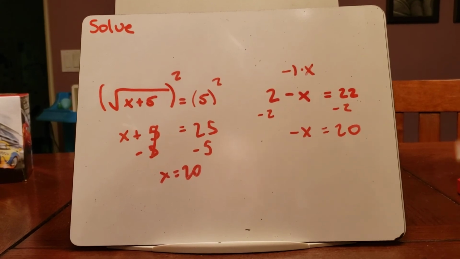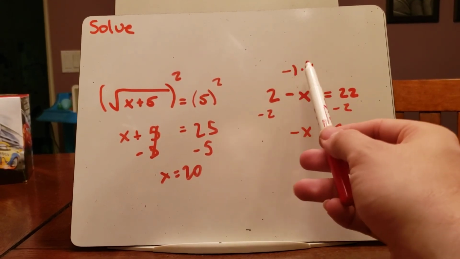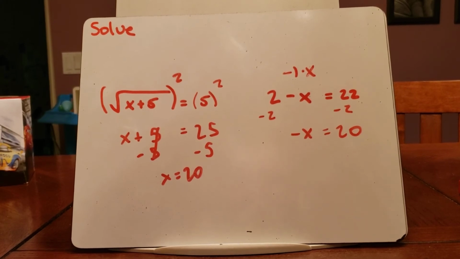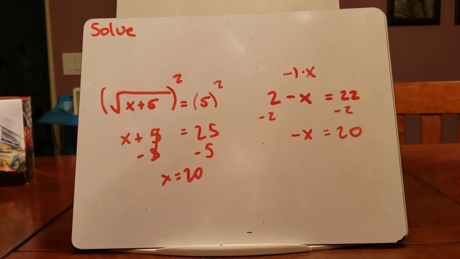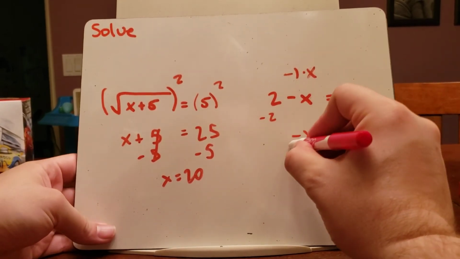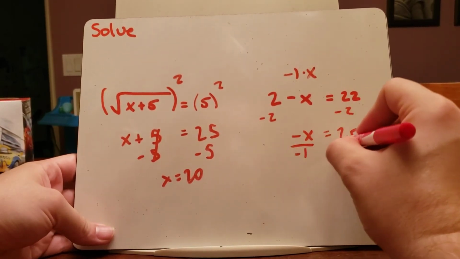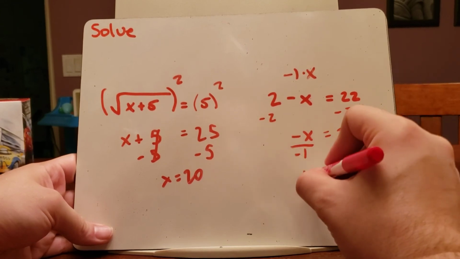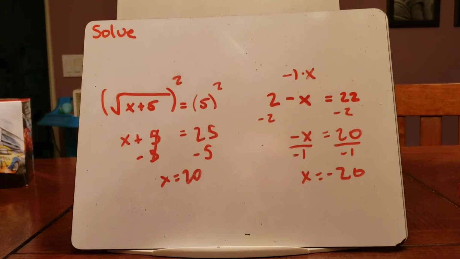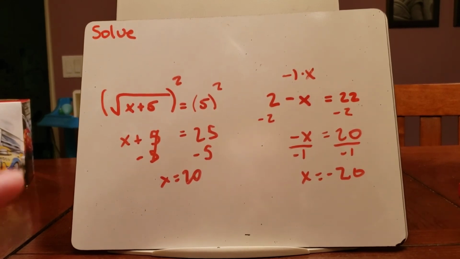But remember, negative x is actually negative 1 times x. So if we're going to get that to be just x, which we need to solve the problem, we have to divide, because it's being multiplied by negative 1. So we're going to divide by negative 1, and we end up with negative 20. And there you go. You've got x equal to something, just a negative number this time.